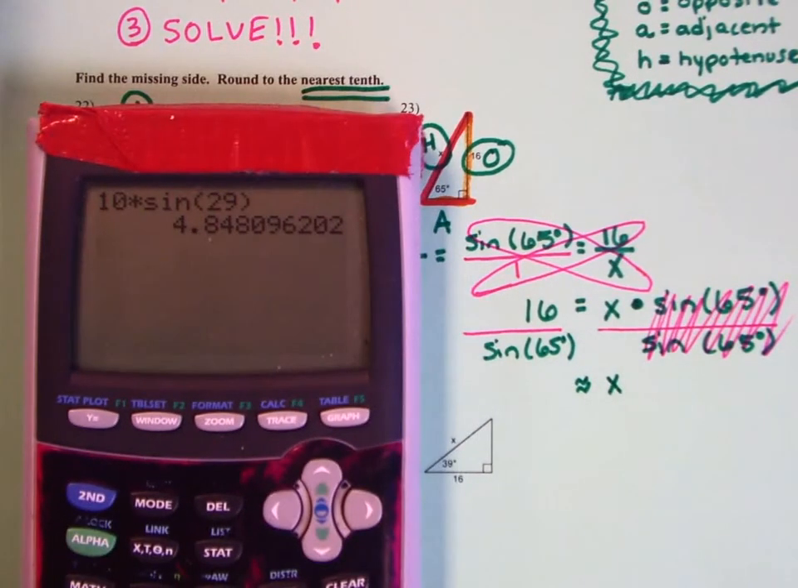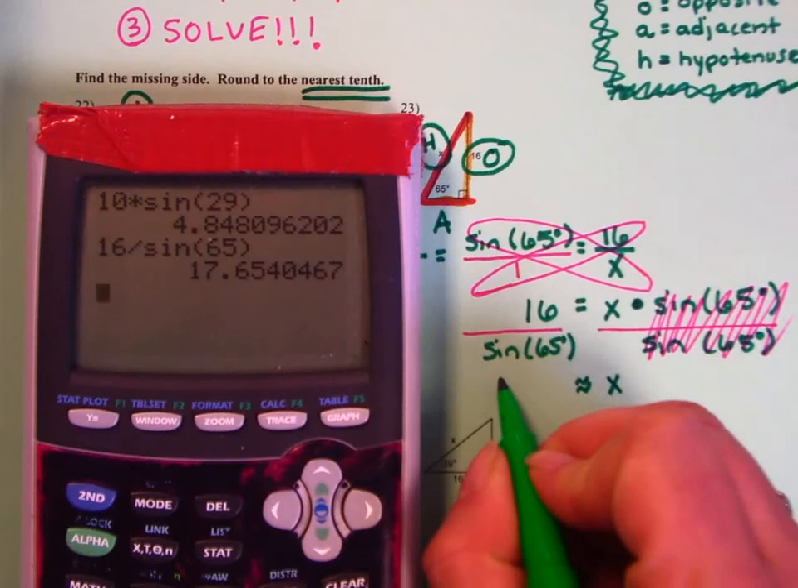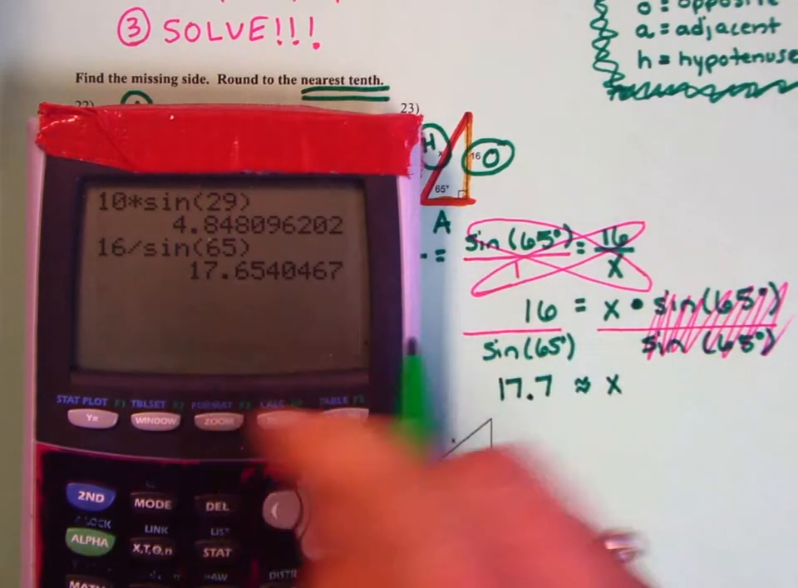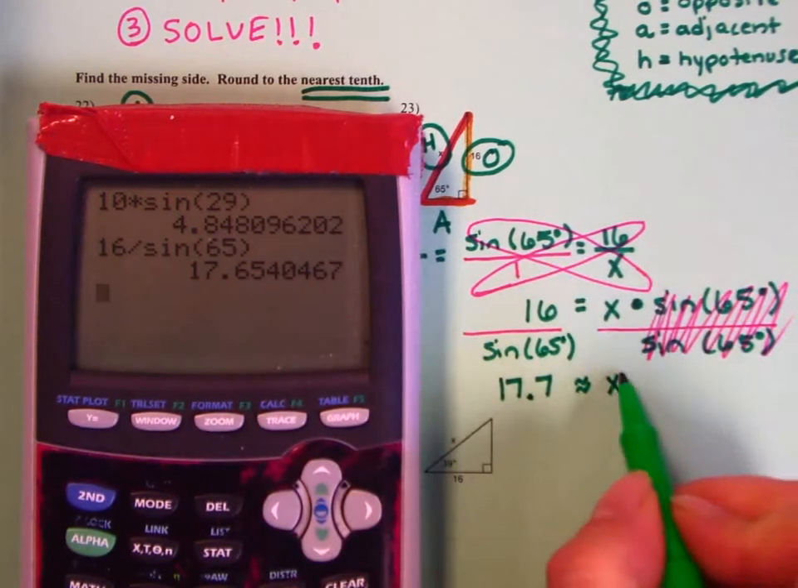I'm going to punch that in my calculator. 16 divided by the sine of 65 degrees is equal to, we want to round to the nearest tenth, so 1 decimal place is going to round to 17 point what? 7, because that's a 6, 6 rounds up.